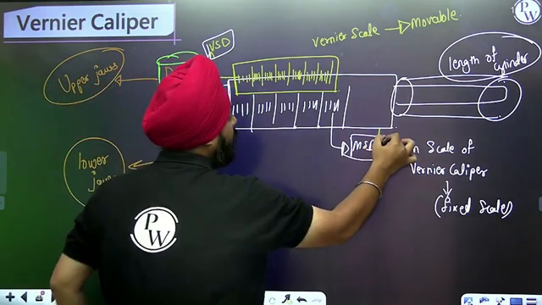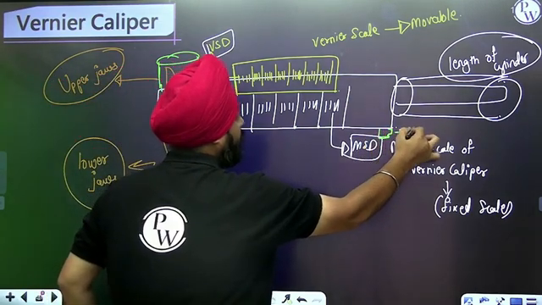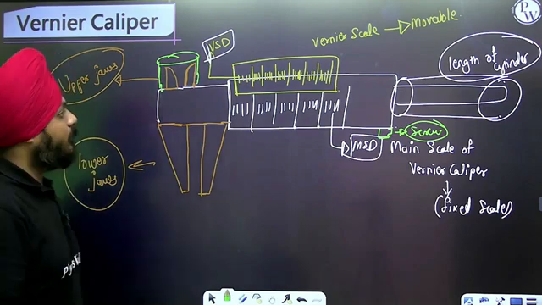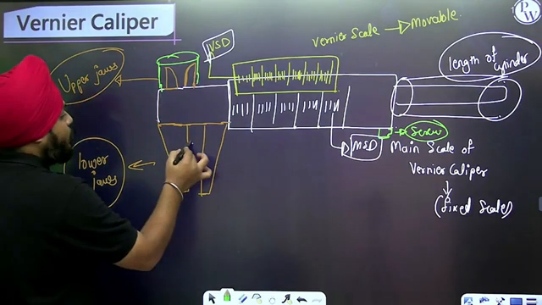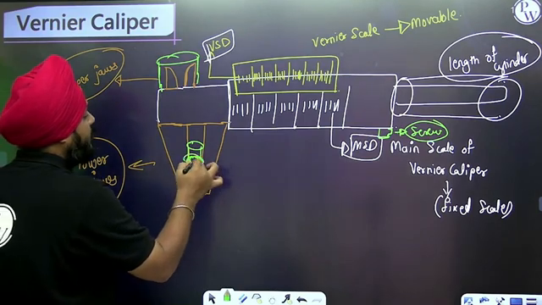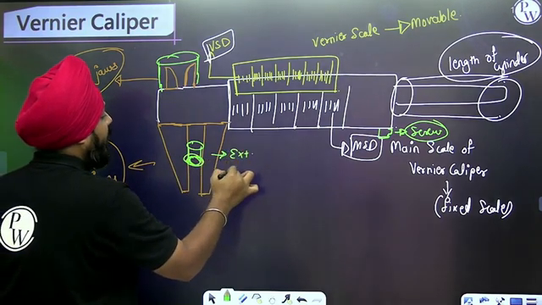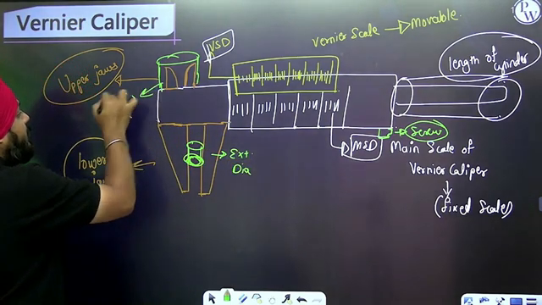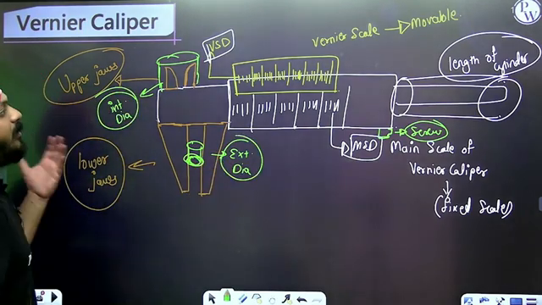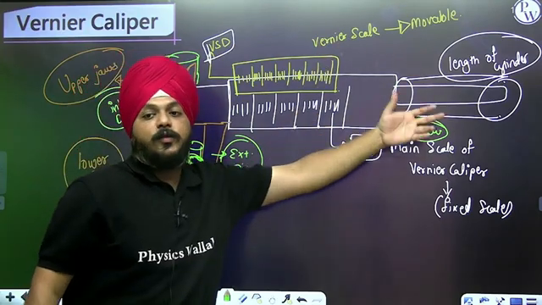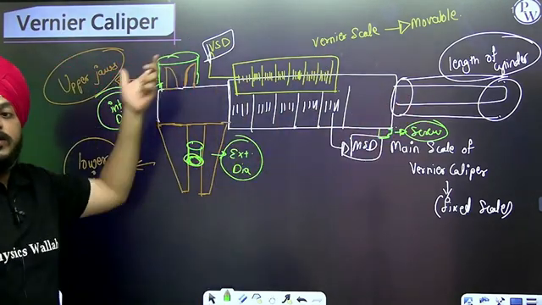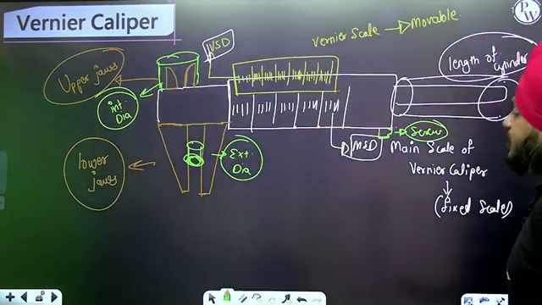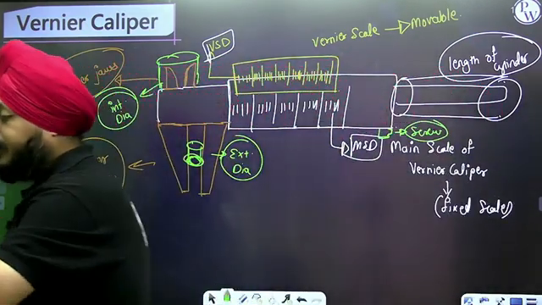We have one screw here. This screw will adjust the Vernier scale and it grabs the jaw. This is to measure the external diameter. So these are the external diameter, internal diameter, main scale, Vernier scale, length of the cylinder, screw, upper jaws and lower jaws. This is the actual construction of the Vernier caliper.